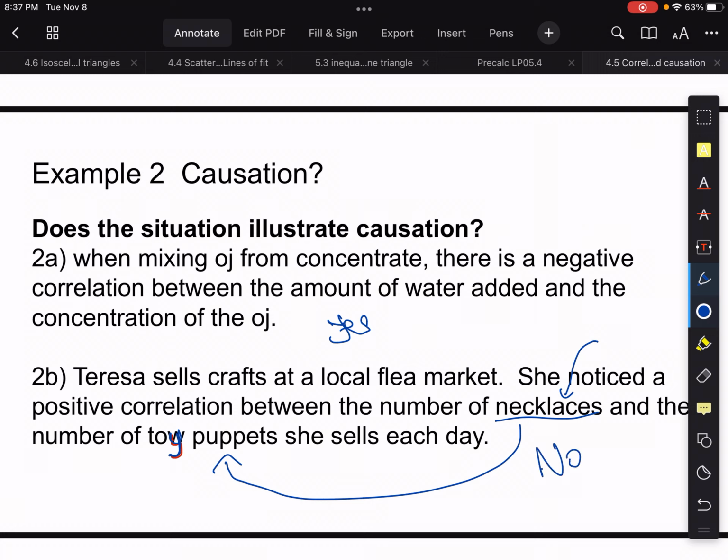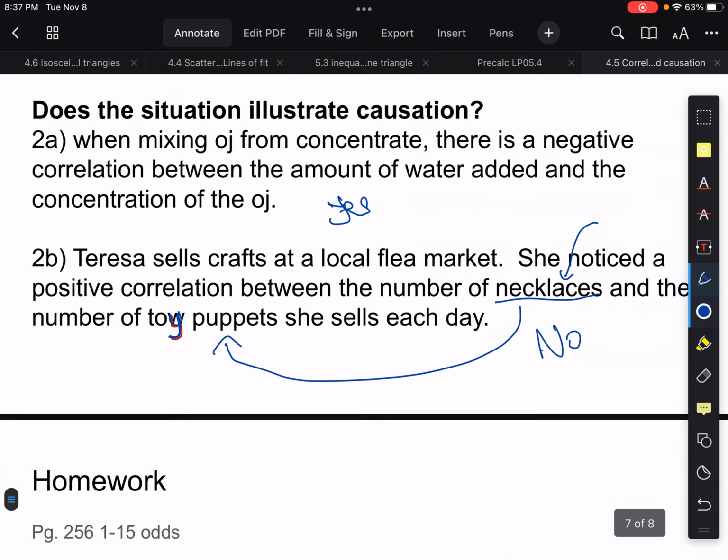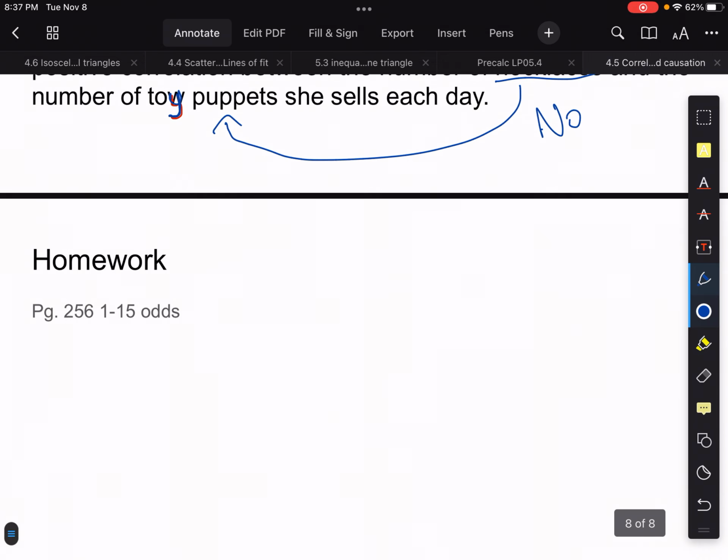All right, so that's all you're really doing in the homework. You're going to do a little bit of graphing. You're going to look at whether or not something has causation. And that is it. So you're going to do 1 through 15 odds.